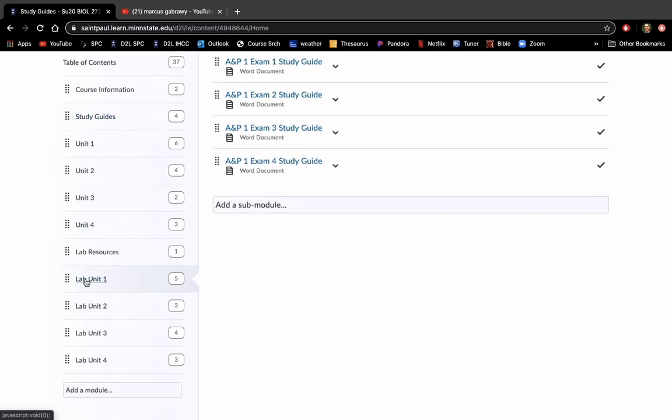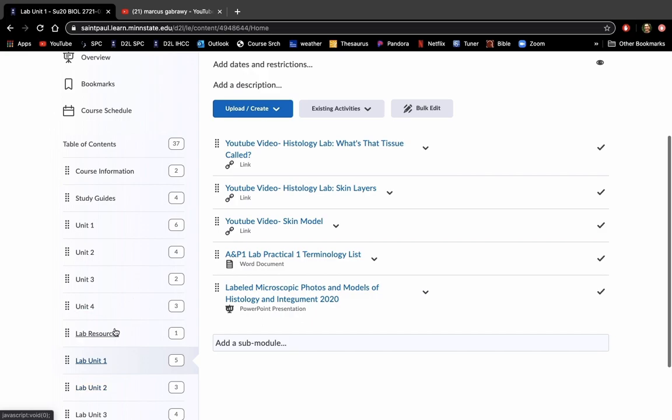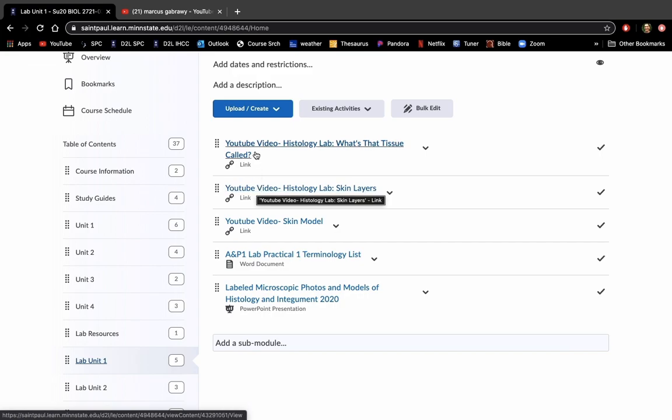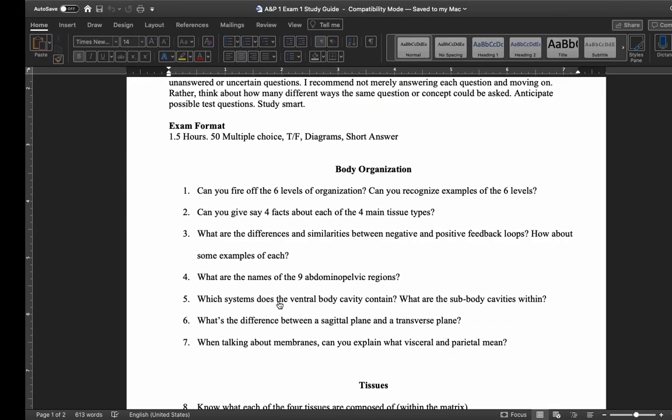For lab, we go down to lab unit 1, 2, 3, 4. Here's lab unit 1. It's like being in lab. I have 3 labs here for you. It's like actually coming in for lab. And I give you a terminology list. And here I give you actual microscopic photos. It's sort of like the lab manual, but it's hundreds of photos, as if you're in lab, going slide by slide, taking the slides out and looking at them.